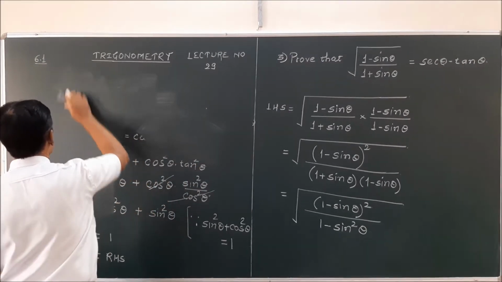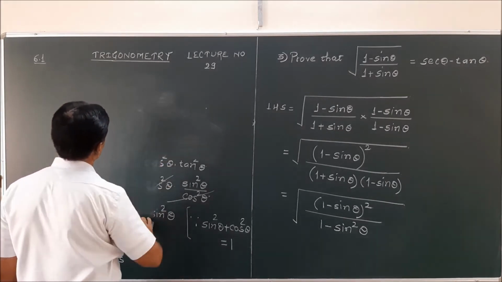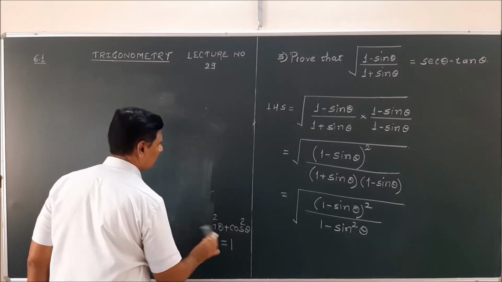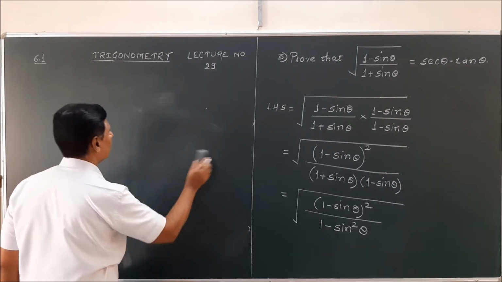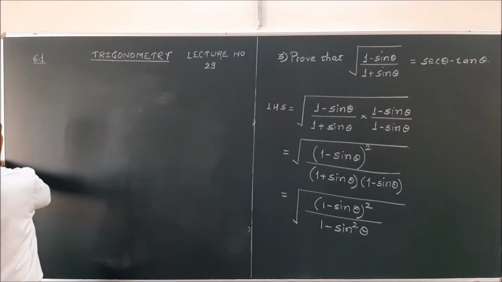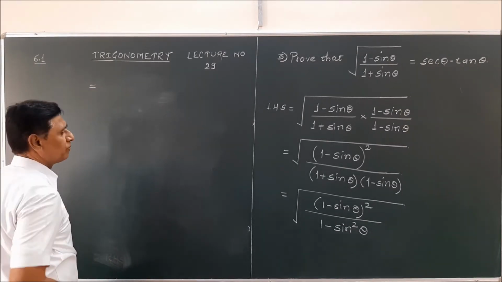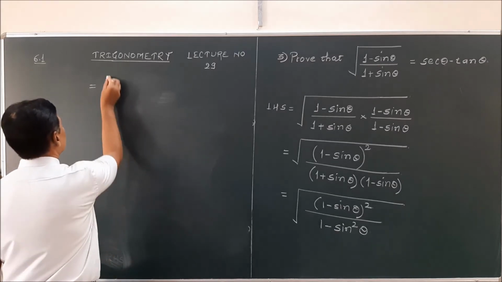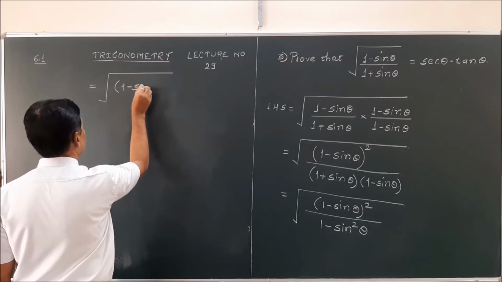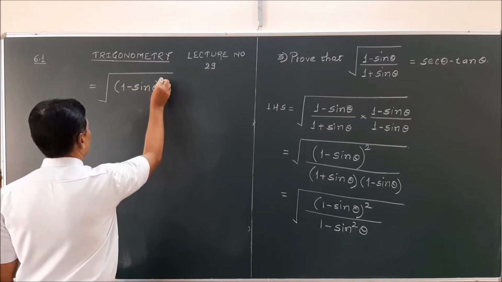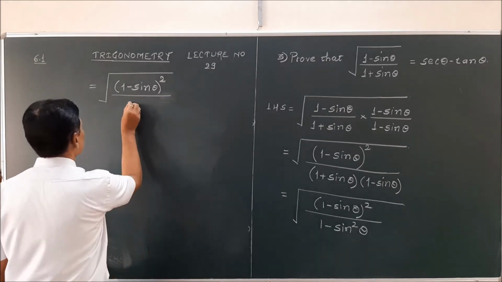If it is 1 minus sin square theta, you all know the first identity, sin square theta plus cos square theta is 1. So 1 minus sin square theta is cos square theta, very important. So you can say here is equal to 1 minus sin theta, bracket square, upon cos square theta.